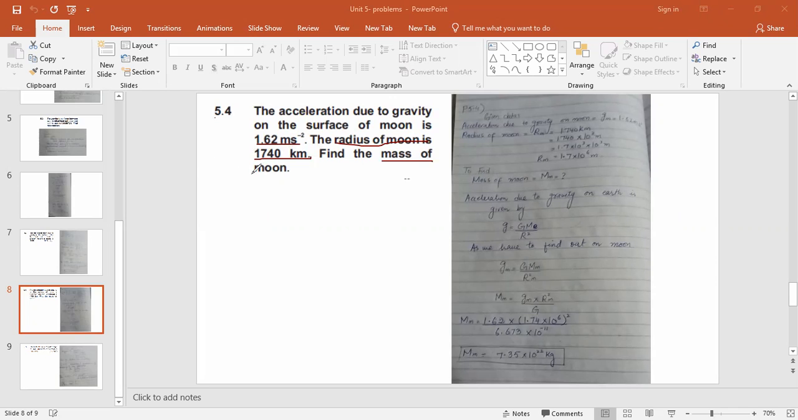Find the mass of the moon. So we have to find out the mass of the moon. The value of g is given to us. The radius of the moon is also known, and we have to find out the mass of the moon according to this data. First of all, we have to write the data that is given to us.